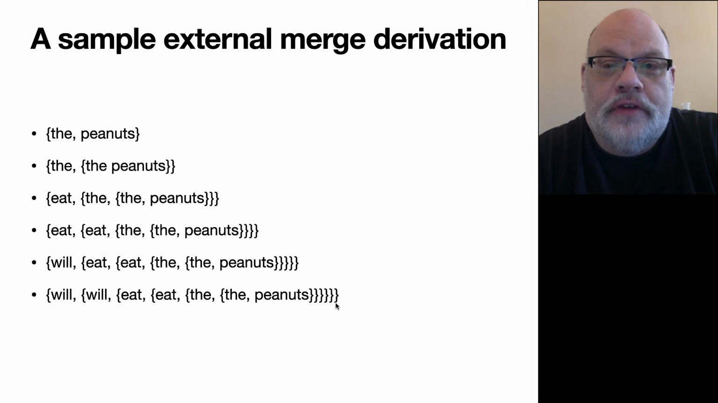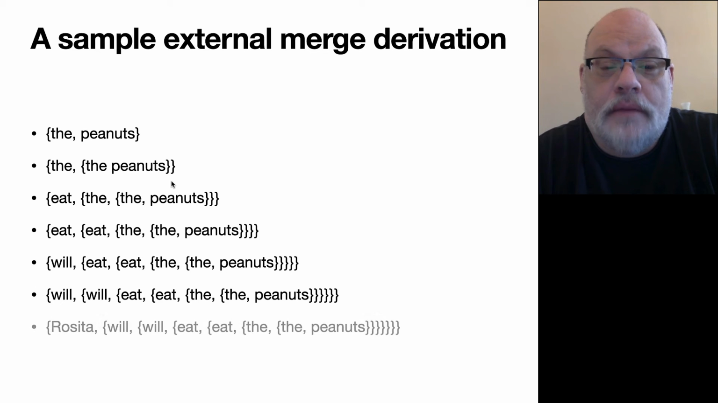And now we're going to merge in a subject. And for simplicity's sake, I've made the subject a proper name, so there's not extra stuff in there just to make this a little easier to read. So we're going to merge in Rosita. And Rosita is going to sit in the specifier of the TP. So this is the T-bar, this structure right here. And Rosita is going to be merged with that T-bar.